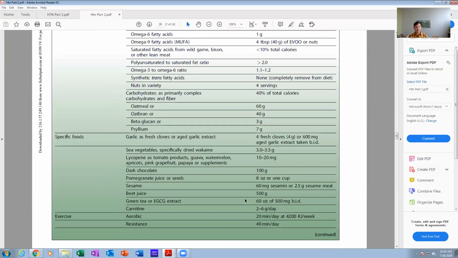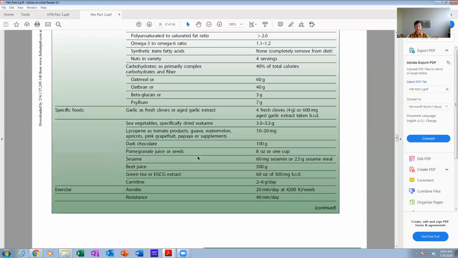Specific foods that they reference in here, garlic. So garlic is really good. Really important too when you're cooking with garlic. I think a lot of us were taught to heat up your oil, throw your garlic in there and cook it and then start cooking everything else. Actually, garlic should be added at the end so it doesn't get burnt or highly cooked. I mean, it can be cooked a little bit, but you should really add garlic at the end rather than the beginning. Sea vegetables are really good. Seaweed is great in terms of blood pressure. Again, lycopene, dark chocolate, pomegranate juice, beet juice, sesame, so sesame seeds, sesame meal. Green tea is great, carnitine.